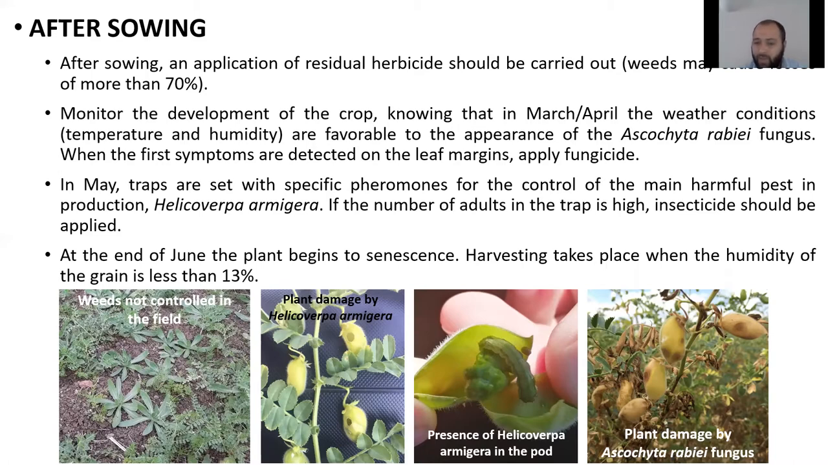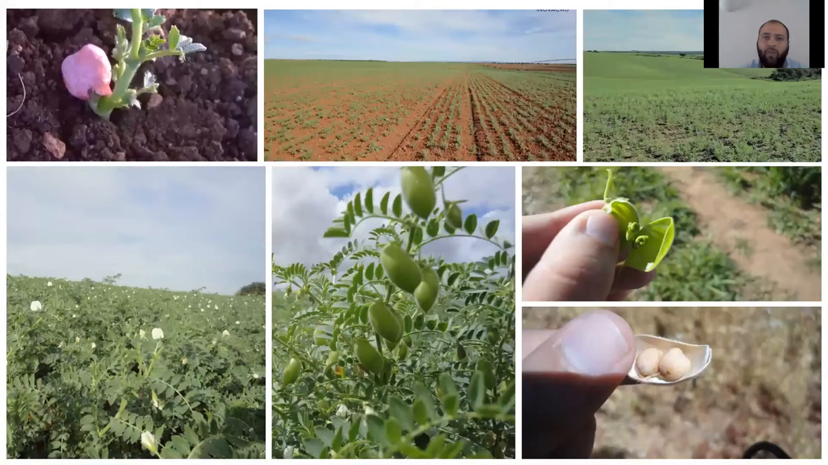And after we have plant damage by Ascochyta in the seeds and the veins too. So on this clip, some photos of the production cycle of the crop. We can see the germination, the emergence stage. Next, vegetative development, the flowering stage, and the fructification stage, the filling of the pod, and finally, we can see the final product.